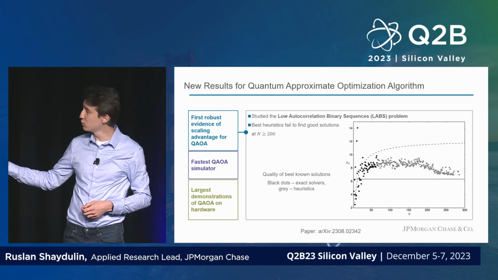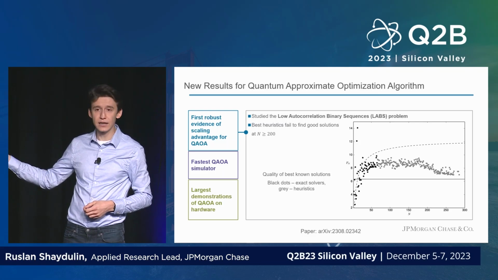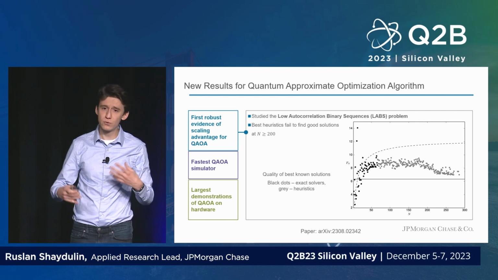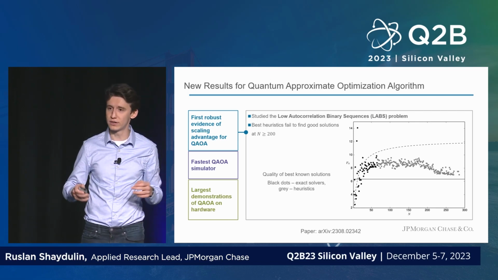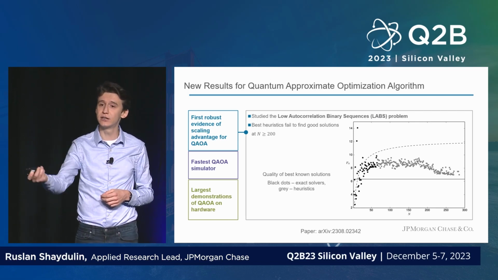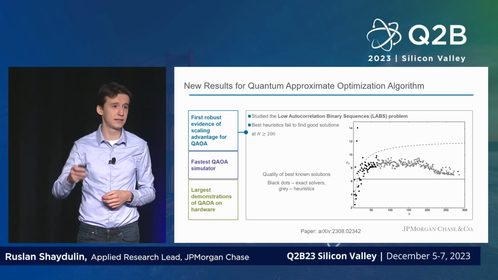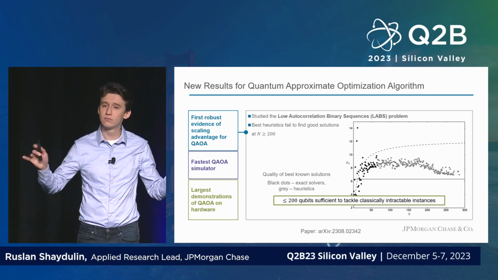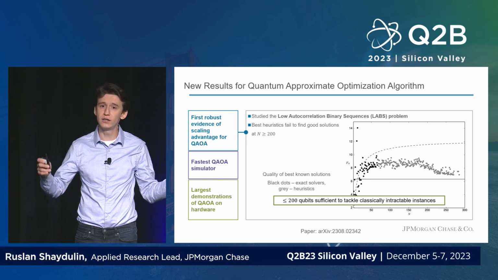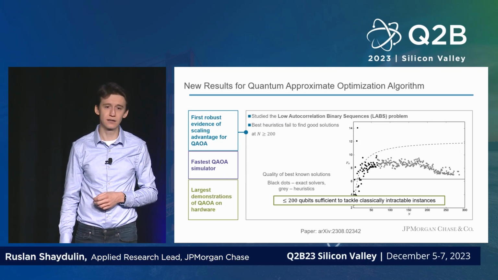You can see that at about 200 spins, this line actually starts going down. And we really have no reason to think that this should ever go down. So this to us is a clear signature that this problem becomes classically intractable already at about 200 variables, which means you only need a few hundred qubits to tackle classically intractable instances.